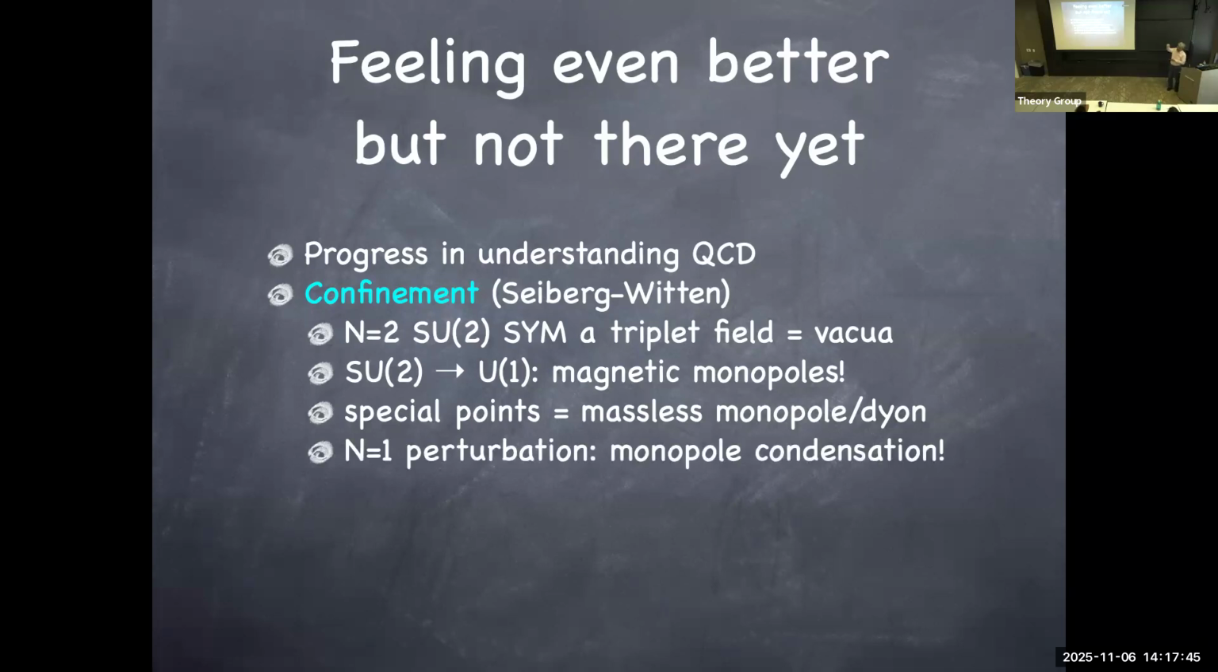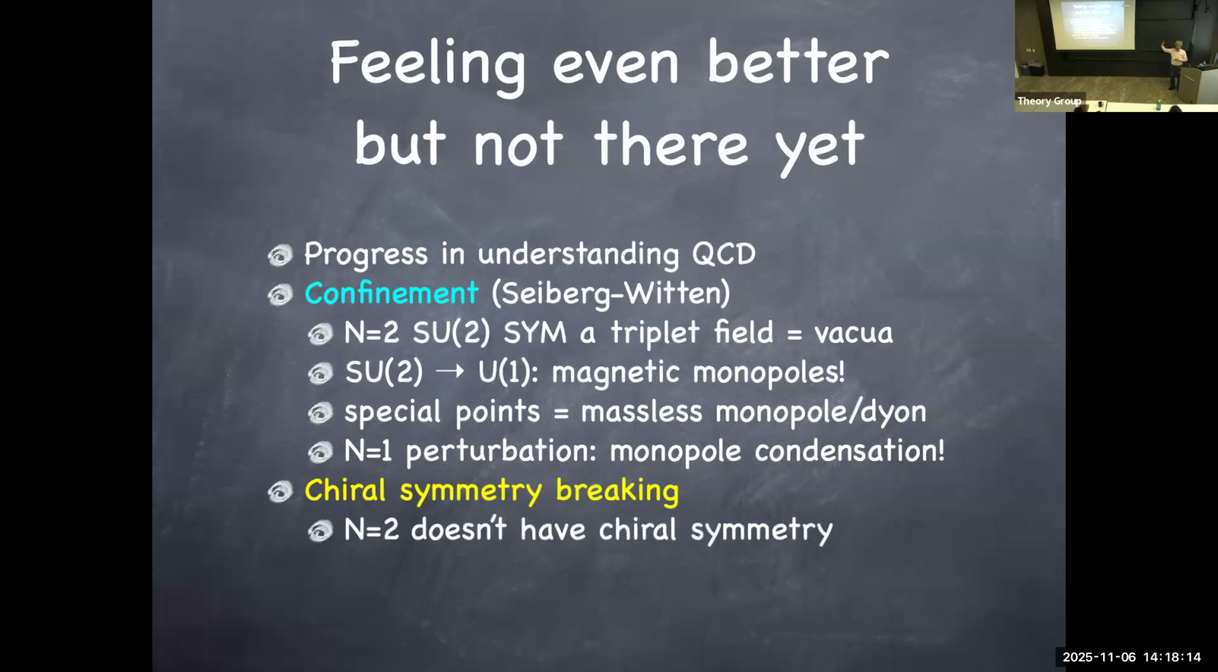And then by breaking this N=2 supersymmetry down to N=1 supersymmetry, they could demonstrate that this massless monopole ends up acquiring an expectation value, realizing the condensation of magnetic monopoles, and therefore that's a demonstration of confinement. So far, that's really great. But when you actually want to think about chiral symmetry breaking, in this world with two sets of supersymmetries, which have high degrees of symmetry, it turns out that there is no chiral symmetry to begin with. So you cannot really discuss the physics of chiral symmetry breaking using this setup.